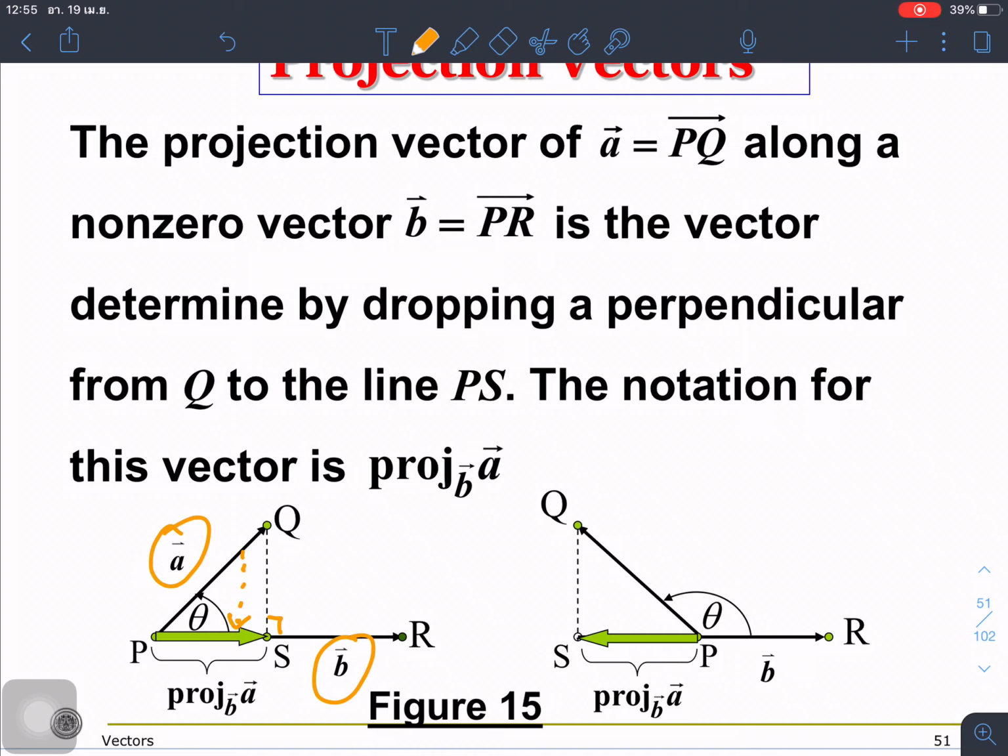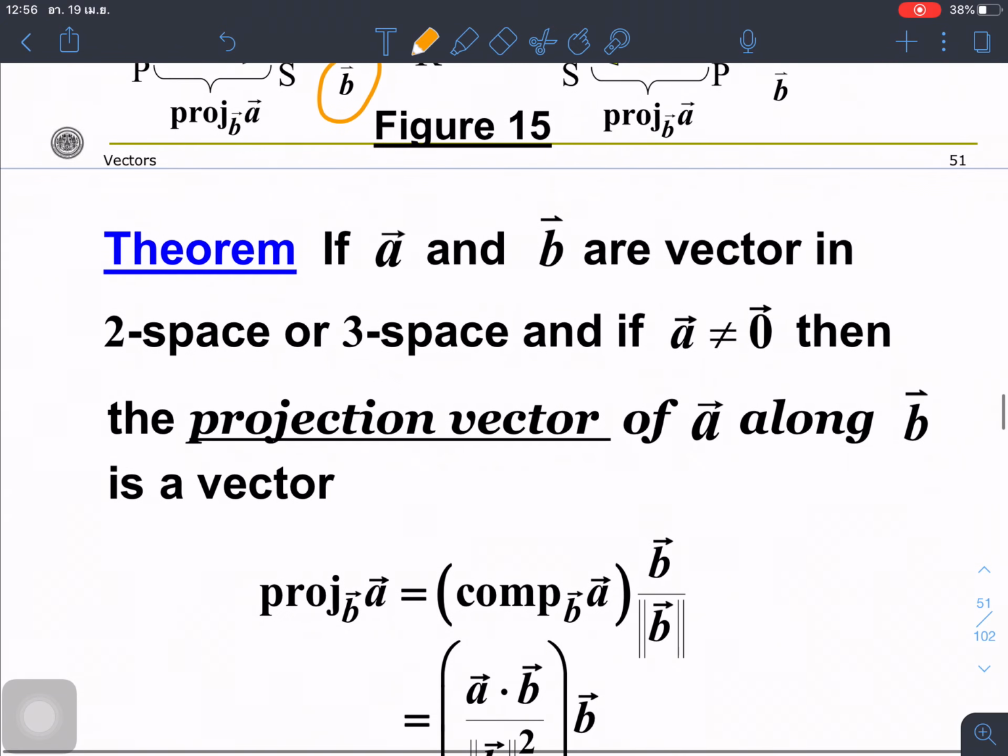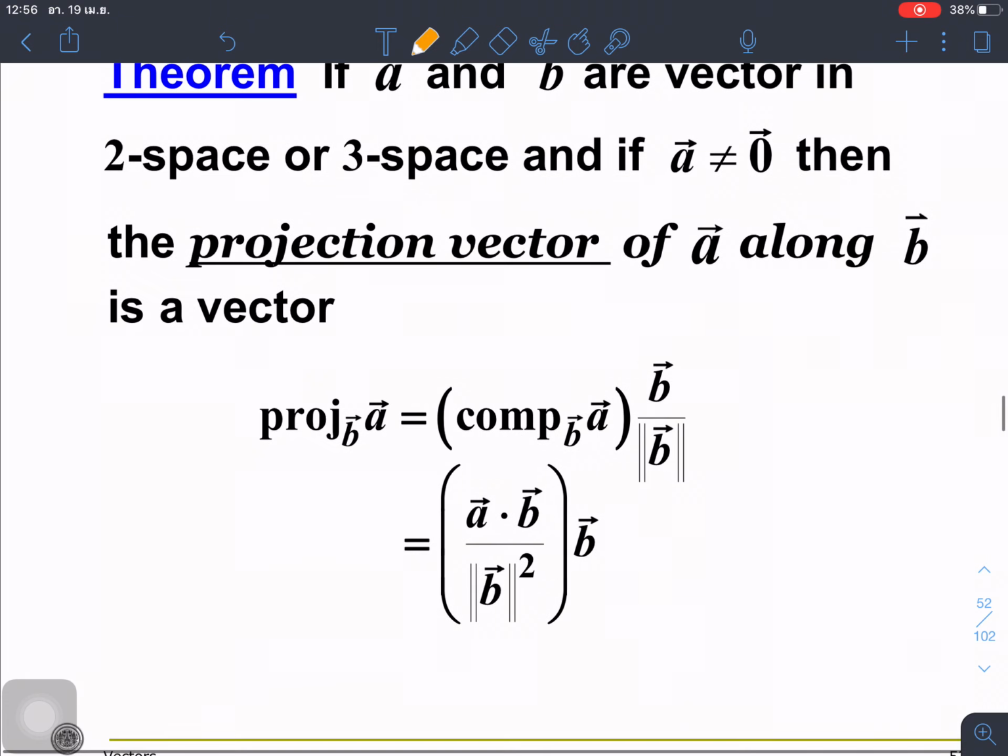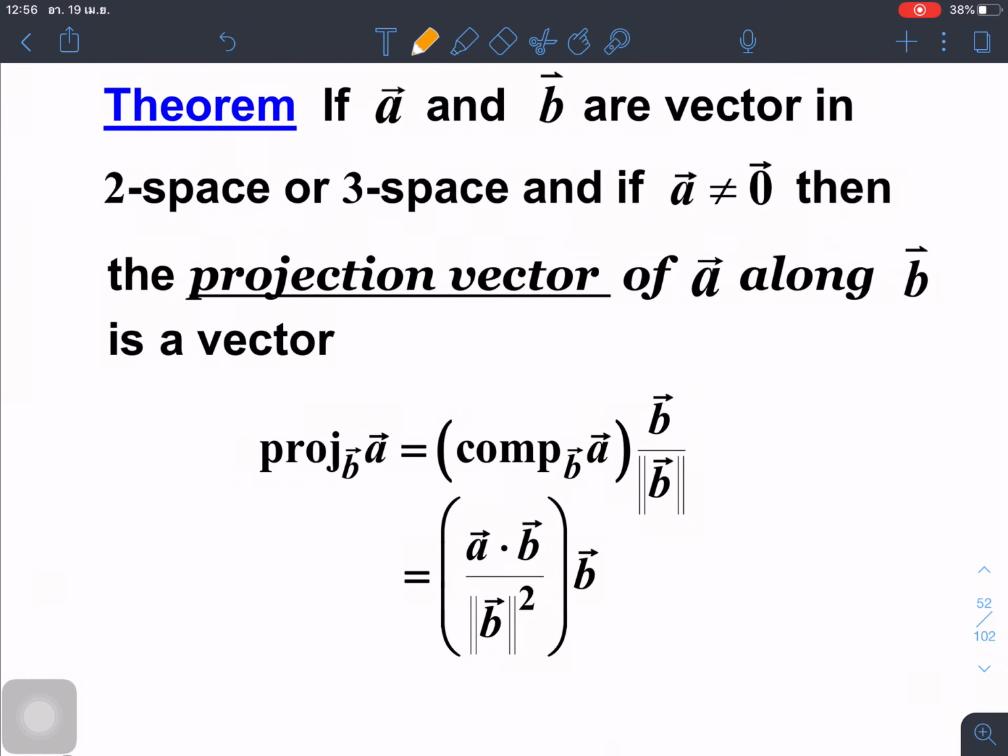The notation we're going to use is the projection of A down to vector B, and here is the formula that you want to find the projection if A and B are non-zero vectors. Then the projection vector of A along B can be found by using this formula: the scalar component of A down to B multiplied by the unit vector in the same direction as vector B.